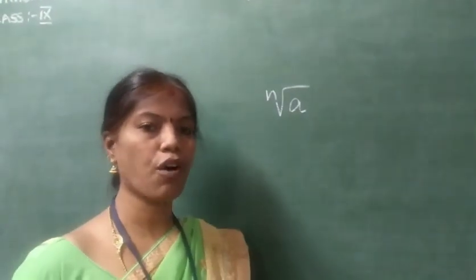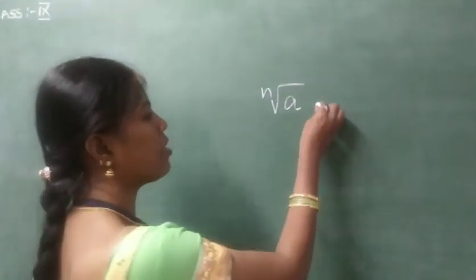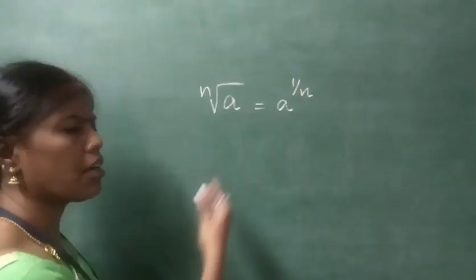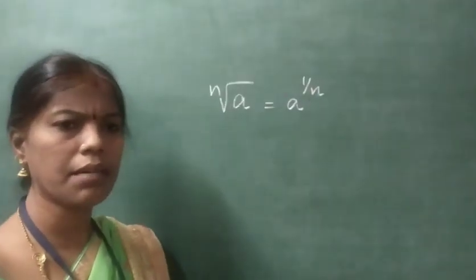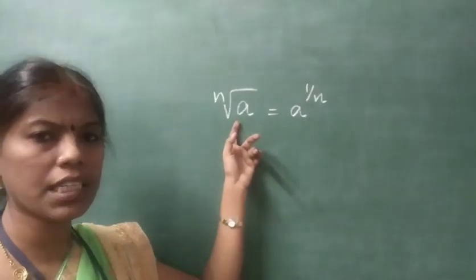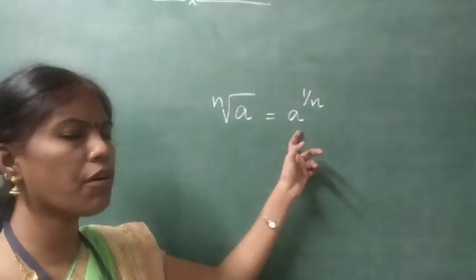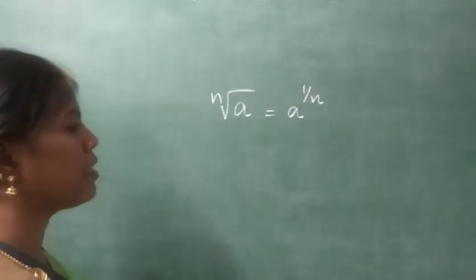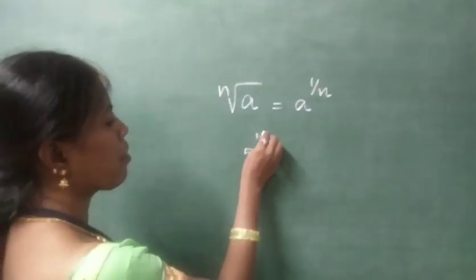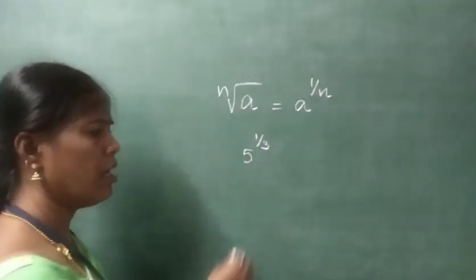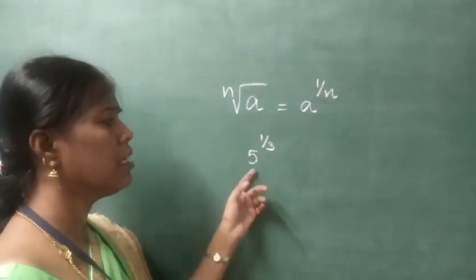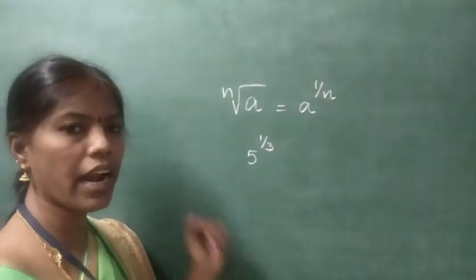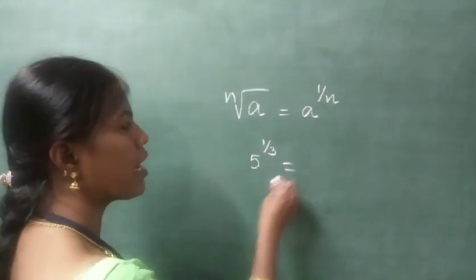So these have two forms. Nth root a is equal to a to the power of 1 by n. Nth root a or a to the power of 1 by n, both are the same. Here nth root a is known as the radical form and a to the power of 1 by n is said to be the exponential form. For example, if you take 5 to the power of 1 by 3, it is in exponential form. We have to express this in radical form. How to express it in radical form?